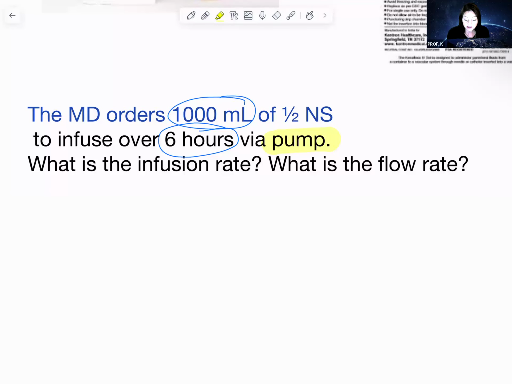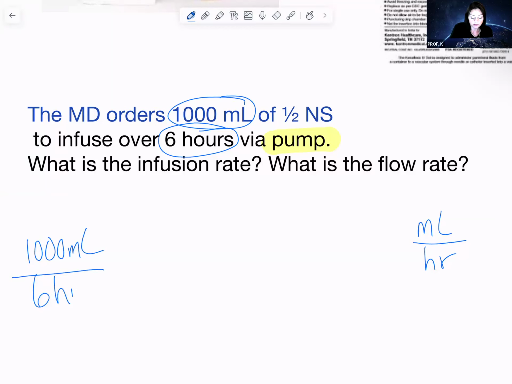If your question says pump and it asks you the flow rate, you are always solving for milliliters an hour. Always, always, always. So then how do I start the problem? Like you do every other two-factor. I have to give 1,000 milliliters in 6 hours. Volume over time.